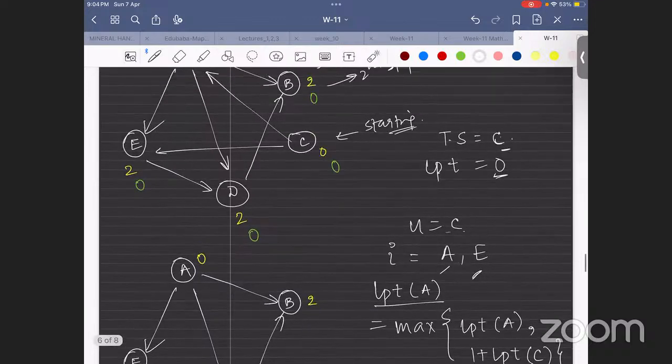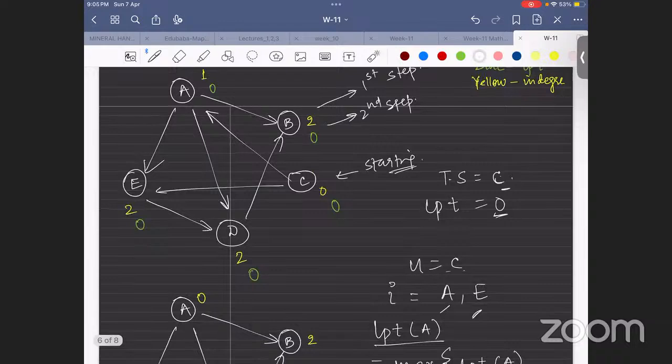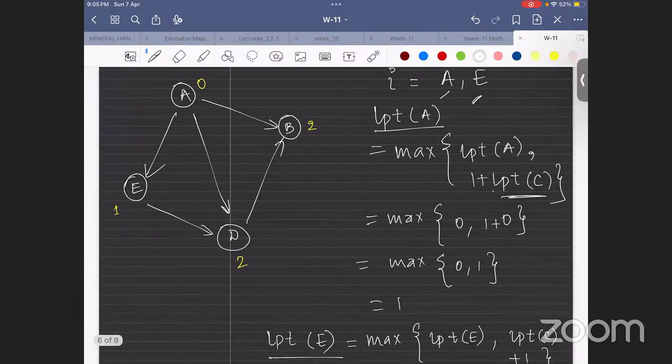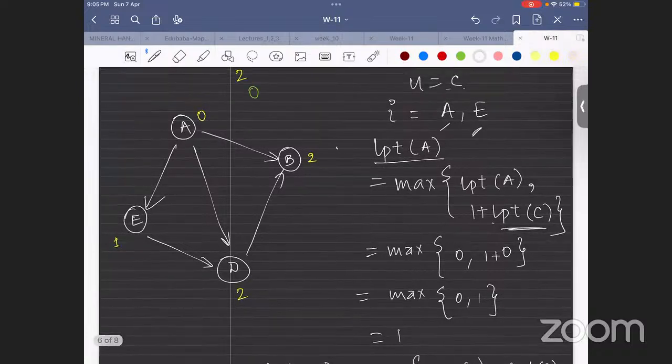So the next step that you'll be doing is after C we'll be putting A. For A we have got 1, that is fine. But for E it will get updated again. So that's why we'll be getting the longest path to E as 2. Is this clear or not? So then in the second step, we have to update the LPT of A, or the previous LPT of A. So here we have updated the value of LPT of A, correct?